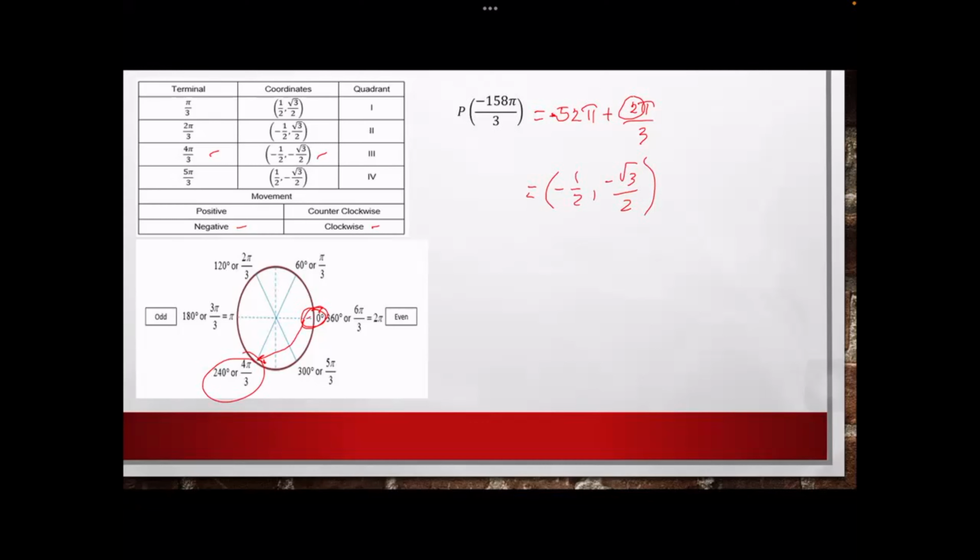Clarification. Magtanong kayo kung hindi naintindihan para mabalikan natin. Let's try to answer this. Negative 195 over 3.